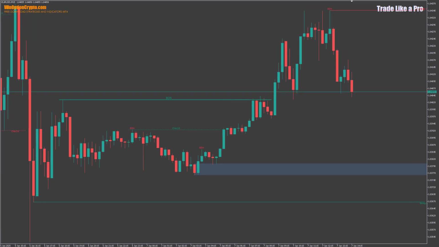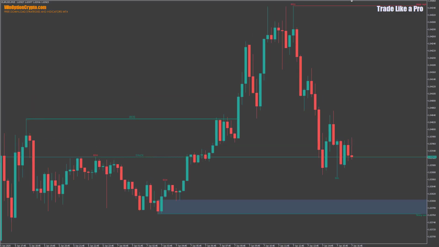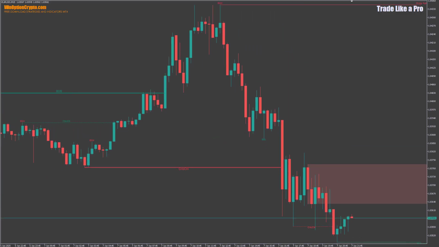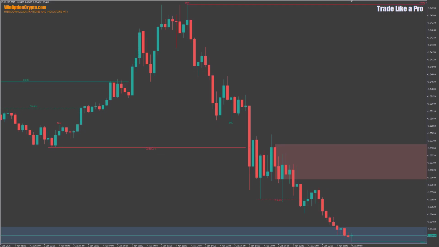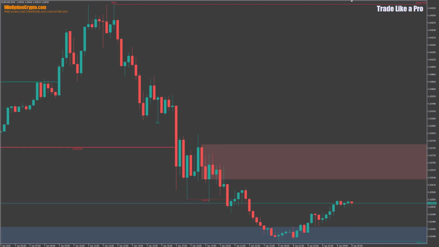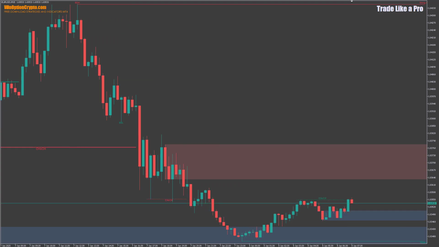To do this, you need to wait for the first change of character in market structure, followed shortly by a break of structure. Once you see this specific combination of markers on the chart of the traded asset, you should open a call option if the BOS is bullish and a put option if the BOS is bearish.